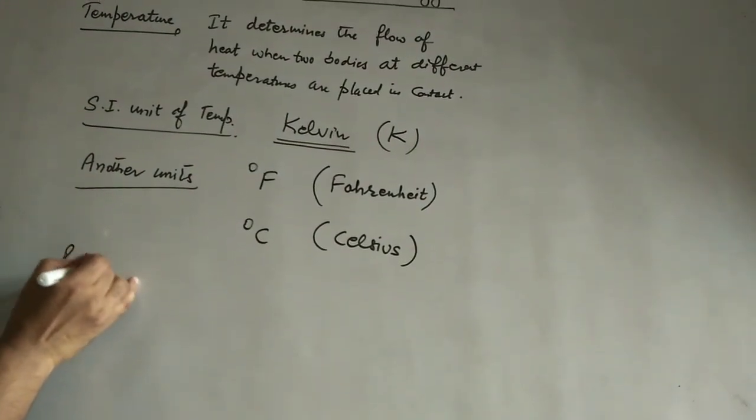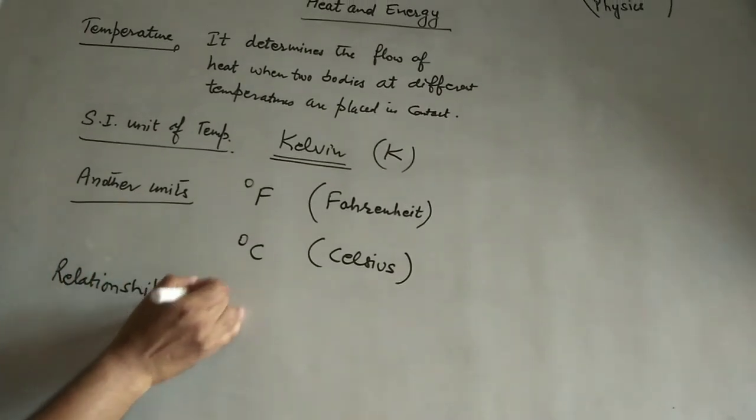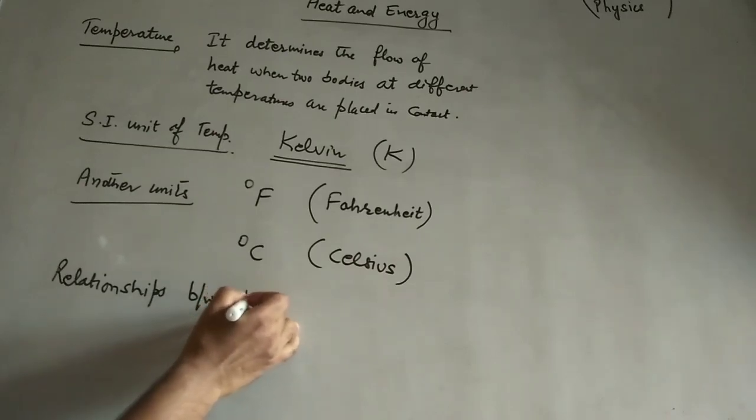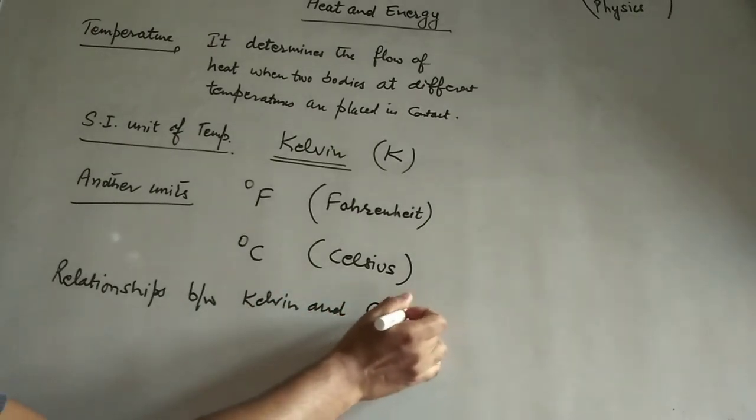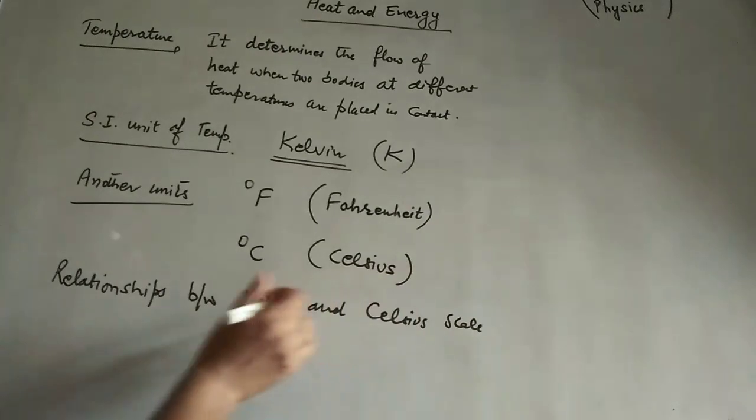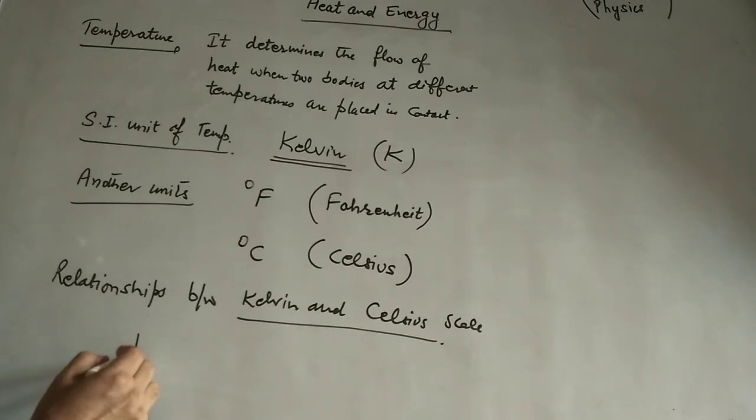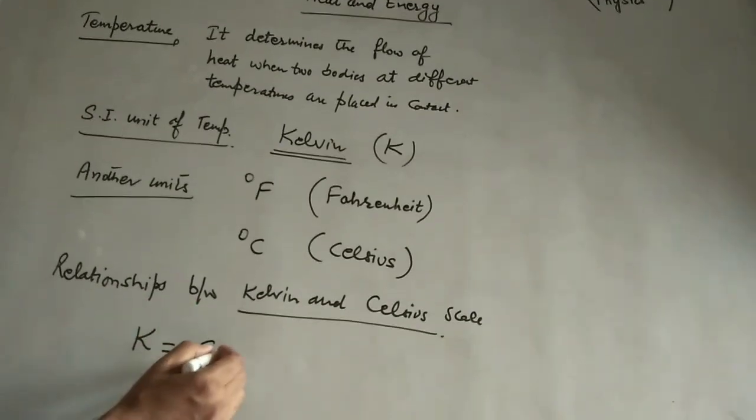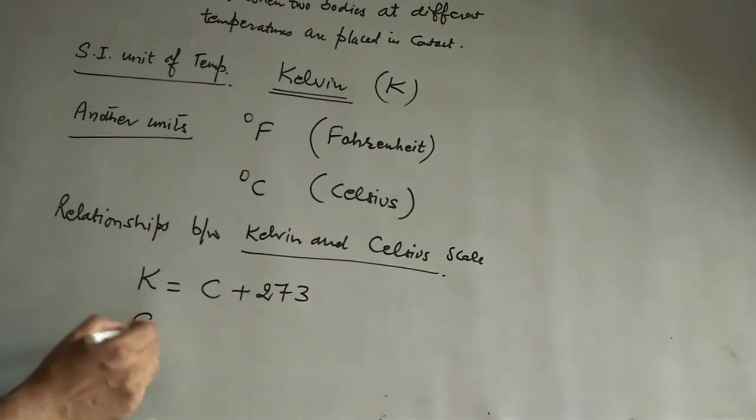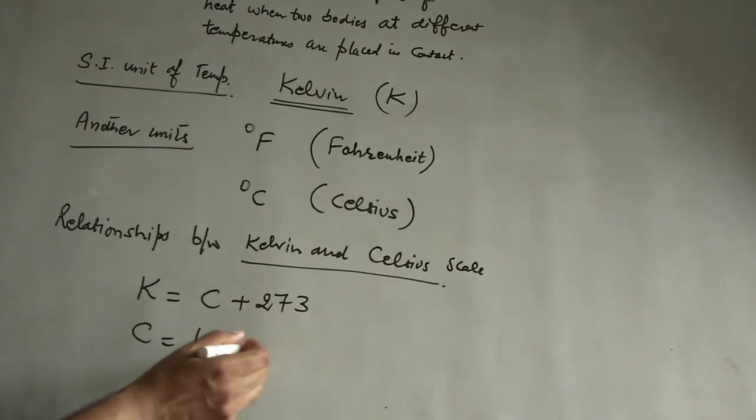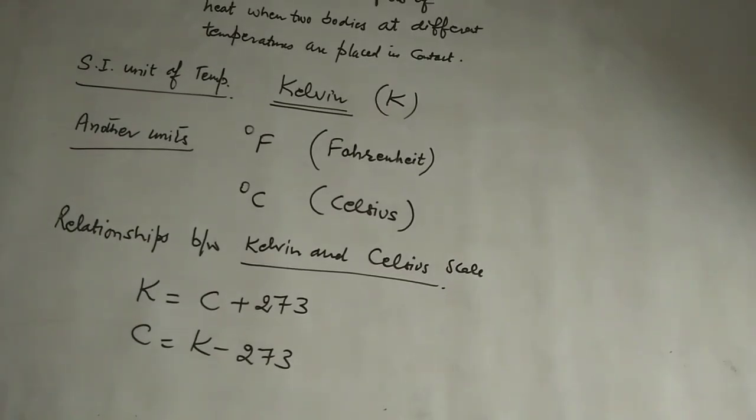After that, a very important relation, the relationship between the Kelvin and Celsius scale. Kelvin is equal to C plus 273, or C is equal to K minus 273. This is the relation of Kelvin with Celsius.